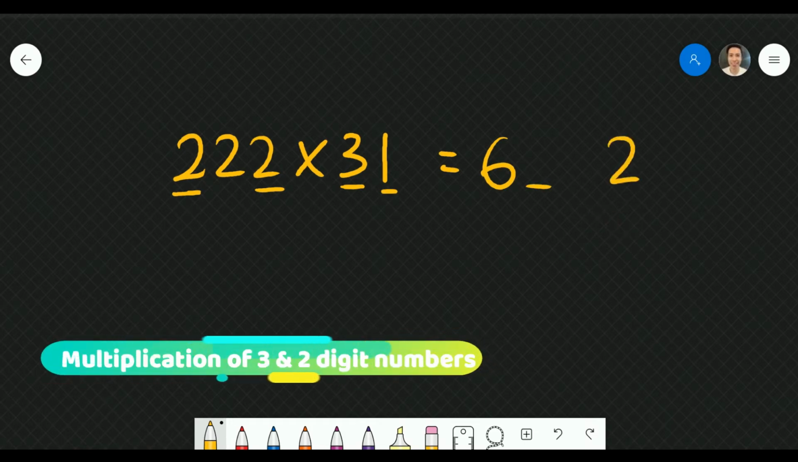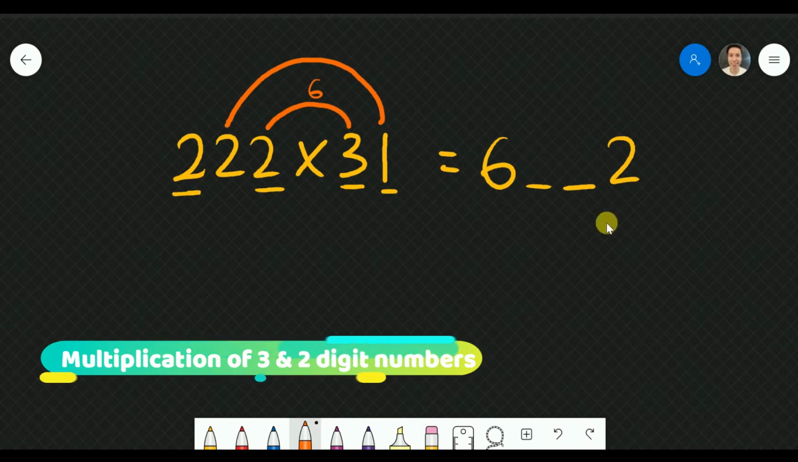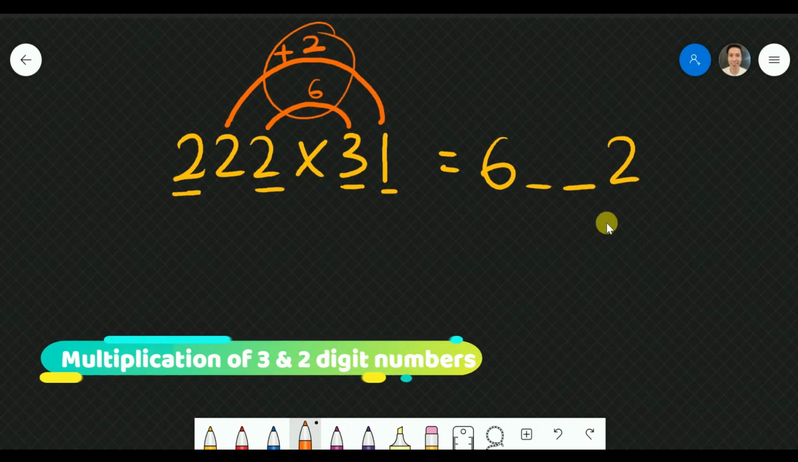And then you need to find another 2 digits here. How can we find these 2 digits? It's very easy. I need you to draw a curve, or we call it a rainbow shape. First of all, you start from 3, draw a curve, and touch 2. So 2 times 3 gives you 6. And then the other one, you draw another curve, touching 2 here. So 1 times 2 gives you 2. Then you add these two together. 2 plus 6 gives you 8. So you quickly write down 8 here.